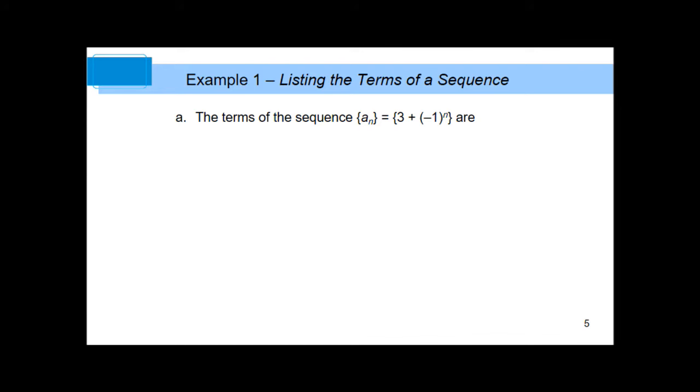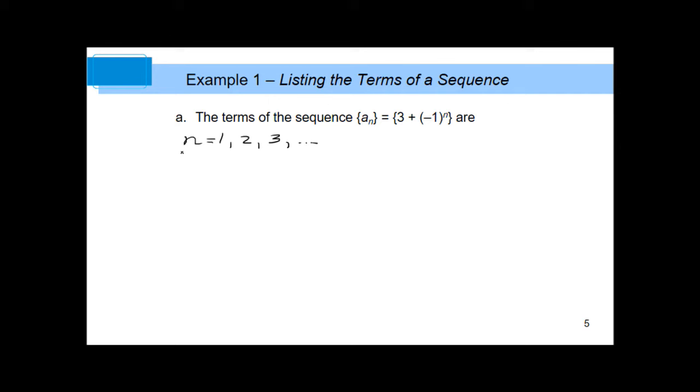So we define sequences in a variety of ways. One way is using a formula. For example, in this case, it says the terms of the sequence A sub n equals 3 plus negative 1 to the n are... What we're going to do is just plug in the values of n. Remember, sequences are always based on a first term, a second term, a third term, and so on. And so oftentimes we're just plugging in to some formula the numbers 1, 2, 3, and so on.